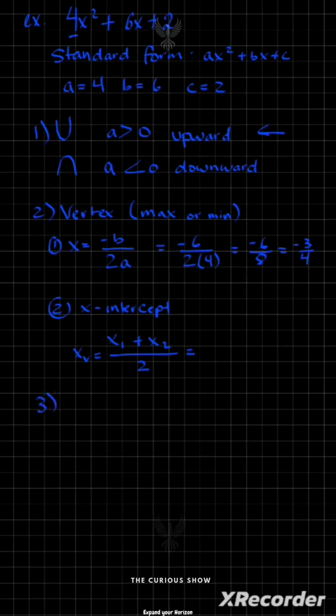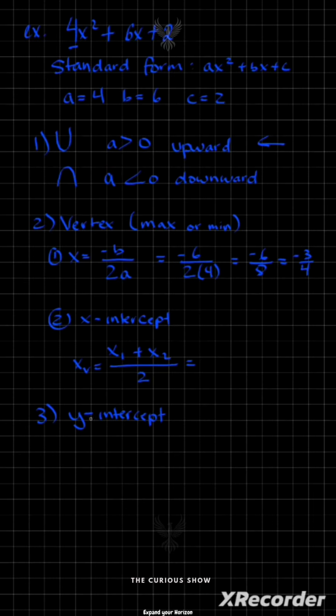So now let's find the y-intercept. So the y-intercept is basically the value of y when x equals 0. So let's just replace the x with 0. So 4 times 0 squared plus 6 times 0 plus 2. So that's just equal to 2. So the y-intercept is 2.